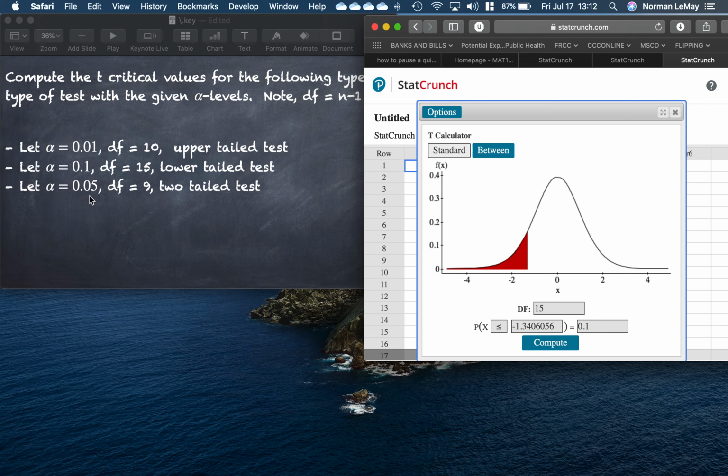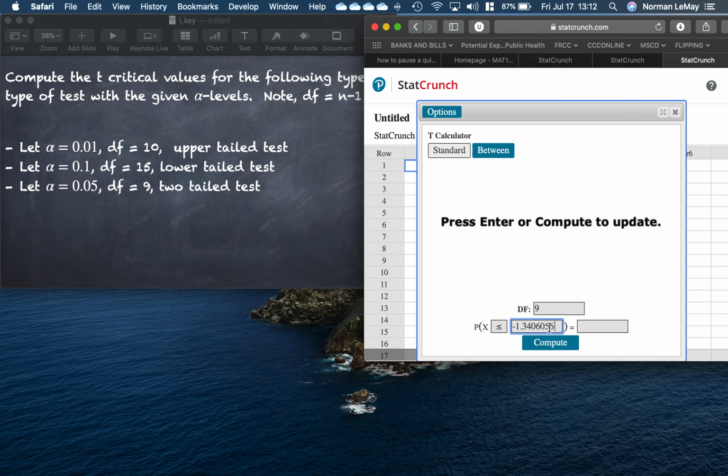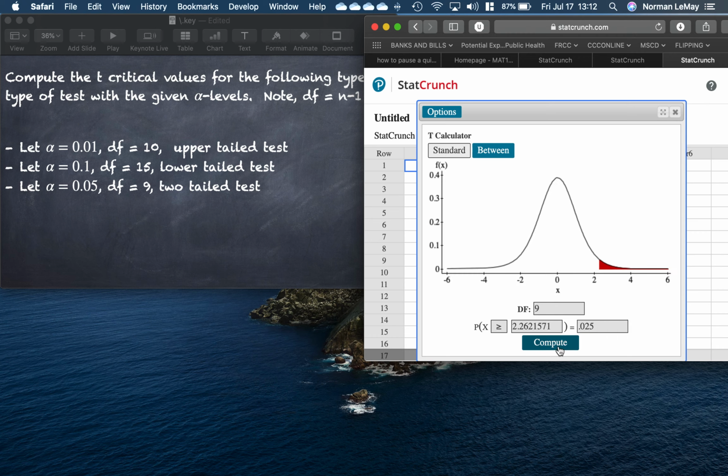And finally, if you have a two-tailed test, again, as we just saw, we have to cut that alpha area in half. So let's just note that half of 0.05 is 0.025. With degrees of freedom of 9, I'm going to change this to 9. I'm going to delete this out. I did the lower tail last time, so I'm going to do the upper tail, and this one here is going to be 0.025.